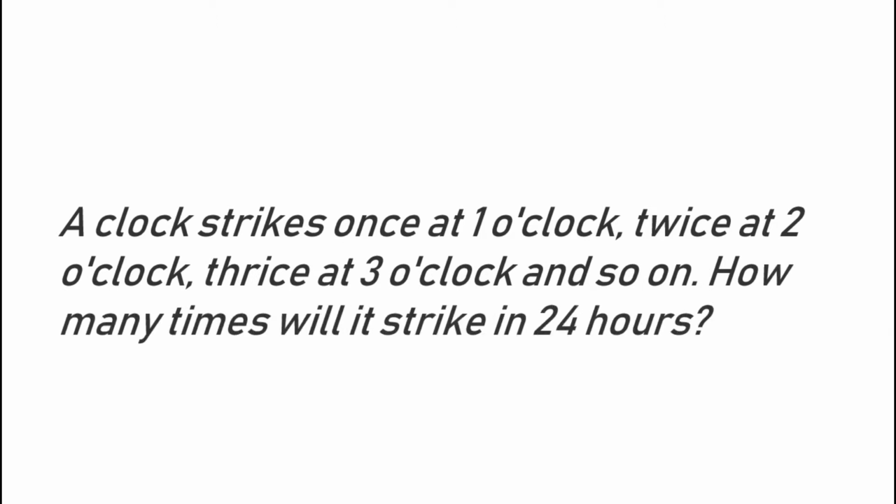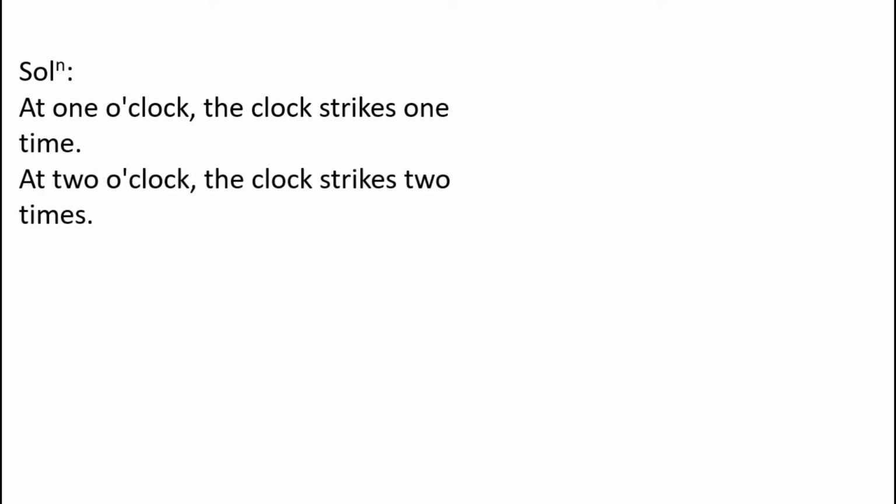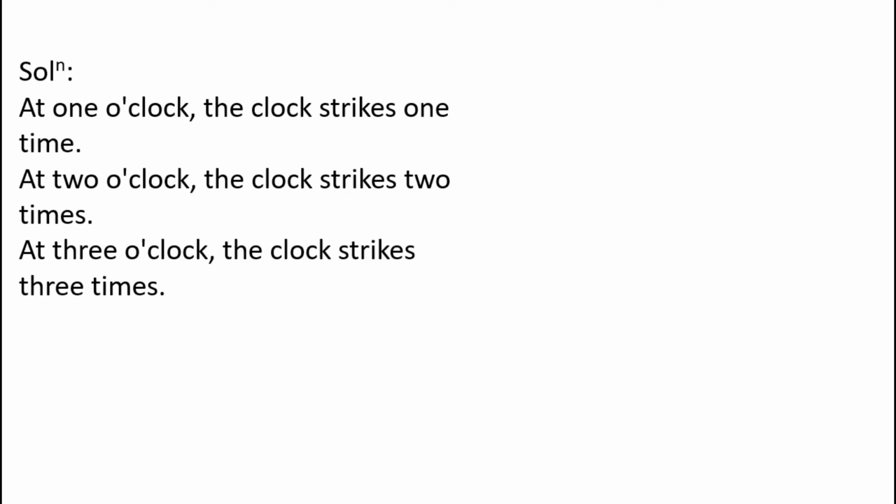A clock strikes once at 1 o'clock, twice at 2 o'clock, thrice at 3 o'clock, and so on. How many times will it strike in 24 hours? So for its solution, at 1 o'clock the clock strikes once, at 2 o'clock the clock strikes 2 times, and at 3 o'clock the clock strikes 3 times, and so on.